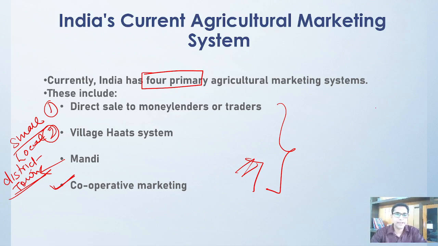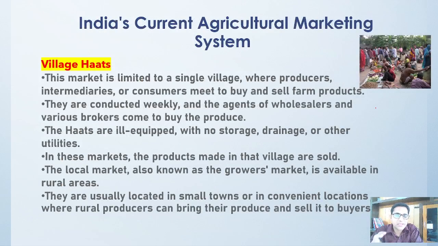Now we will understand the various systems. First is the village haat system. It is limited to a single, very small village, where the producer will come, the consumers will come, and intermediaries will be there. Here you can see the product lying on the floor, and you just go and buy something from there. These markets are held weekly, every 15 days, or every day. The agents of wholesalers and various brokers come to buy the product. Sometimes they buy in bulk, sometimes in small quantities.